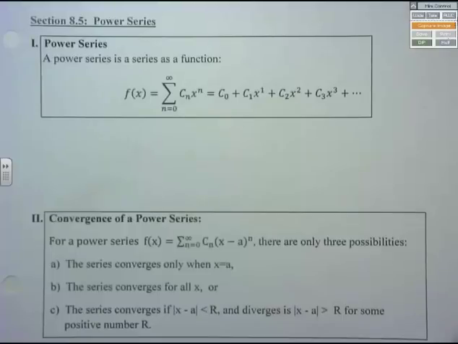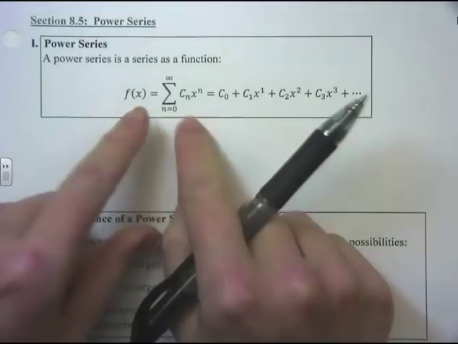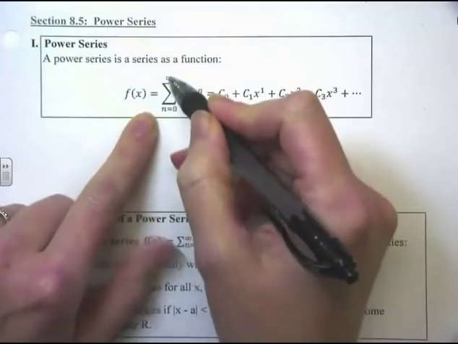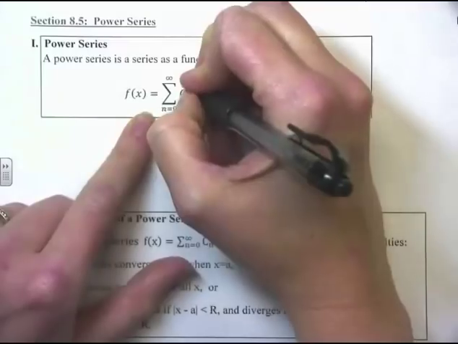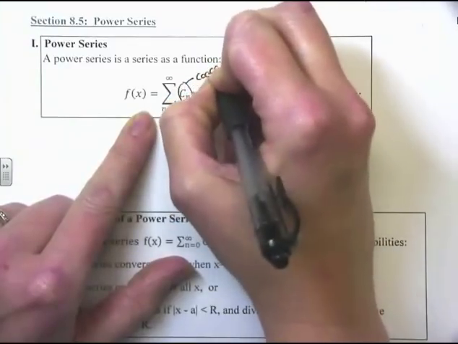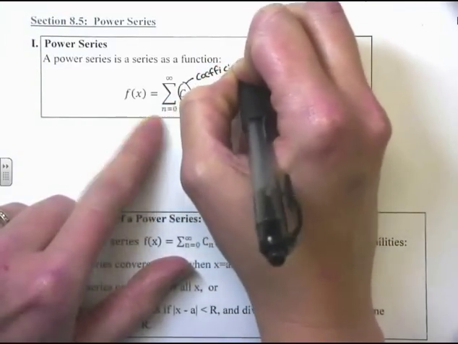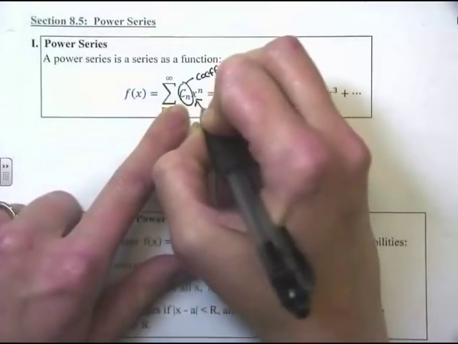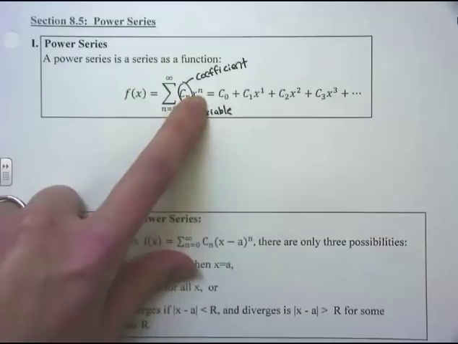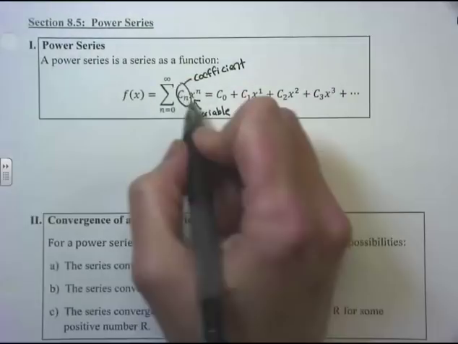Section 8.5 is called power series. So a power series is a series as a function. What I mean is if you look at the form it has, it's a summation going from 0 up to infinity of some type of coefficient times x, which is our variable, raised to the nth power. So it's a function of x.